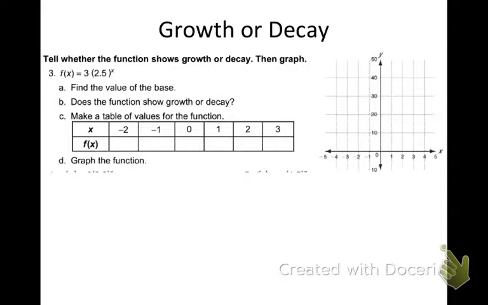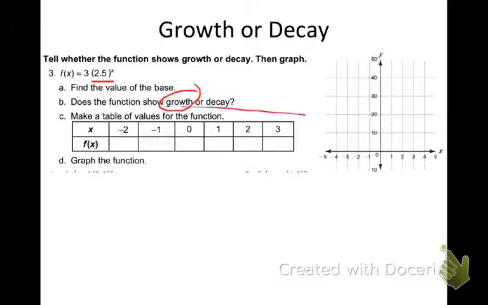Okay, so let's try number 3 here. Tell whether the function shows growth or decay, then graph. Well, number 3 here, f of x equals 3 times 2.5 to the x power. Would that be growth or decay, Jack? What are you saying? Growth. That is growth, because my base is larger than 1, so that is a growth graph.